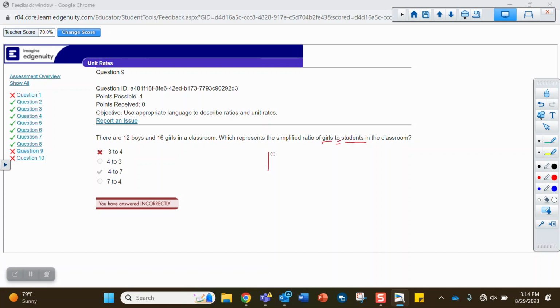So first, there are 16 girls overall. And how many students are there in the classroom? So we're going to add 12 and 16 together, we get 28. And now we need to simplify. So we're going to divide both of these numbers by 4, and we're going to get 4 to 7. So that's just understanding what it's actually asking you for in that ratio. And so again, it wasn't asking you to simplify the boys to girls that it gave you on the problem. It wanted girls to students.